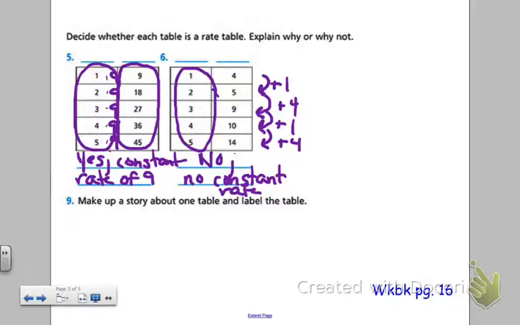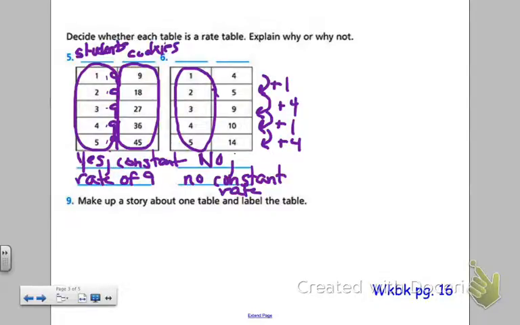It's not the same. And when you get down to number 9, you get to make up a story about one of the tables and label that table. So, I don't know, for example, maybe I like number 5. I like how we're increasing it by 9 every time. Let's say that I brought in 9 cookies per student. So maybe this is the number of students, and then this could be the number of cookies that I bring in. So every kid would get 9 cookies.